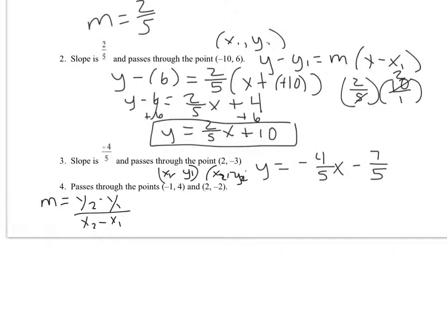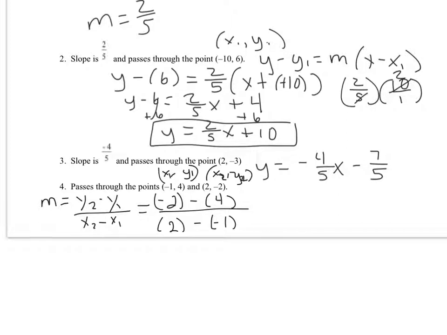If I can get my 2's to show up a little better. We are now ready to plug in. So my y2 is a negative 2, minus my y1, which is a positive 4, over my x2, which is a positive 2, minus my x1, which is a negative 1.